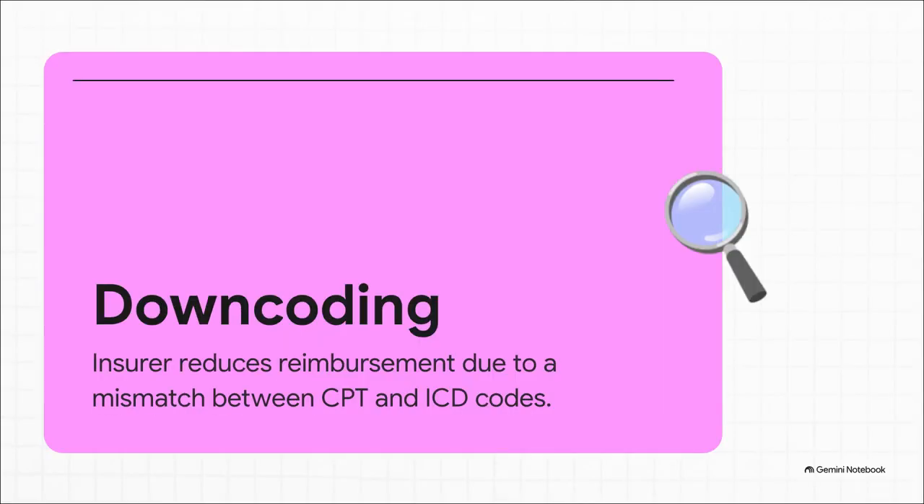A massive risk in our blueprint here is downcoding. Downcoding happens when an insurance company comes in and actually reduces the value of a procedure and your resulting reimbursement because of a structural failure in your documentation.